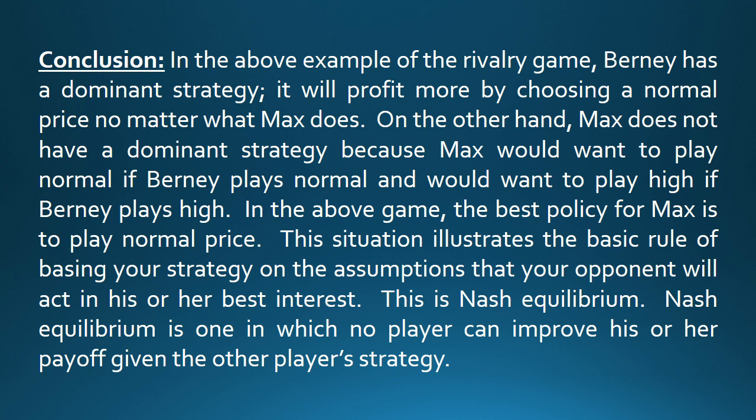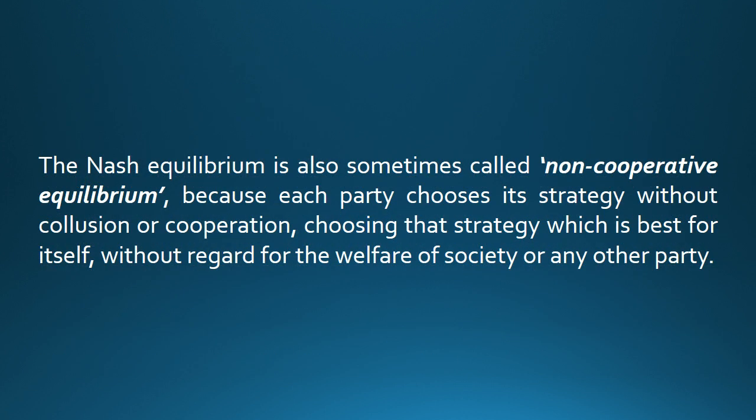This situation illustrates the basic rule of basing your strategy on the assumptions that your opponent will act in his or her best interest. This is Nash equilibrium. Nash equilibrium is one in which no player can improve his or her payoff given the other player's strategy. The Nash equilibrium is also sometimes called non-cooperative equilibrium, because each party chooses its strategy without collusion or cooperation, choosing that strategy which is best for itself, without regard for the welfare of society or any other party.